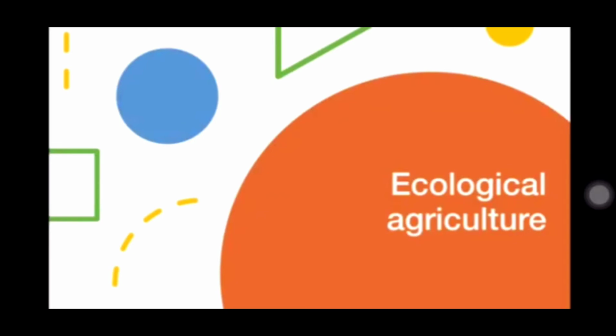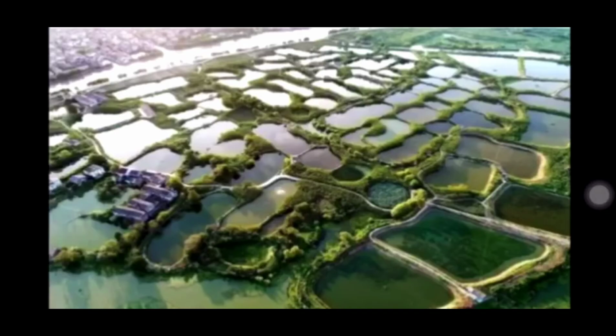I'll introduce eco-agriculture. So the third form of alternative agriculture production is eco-agriculture.